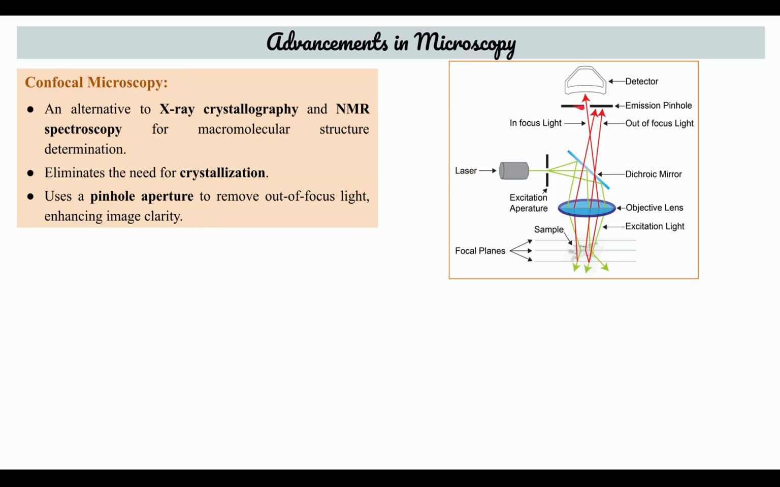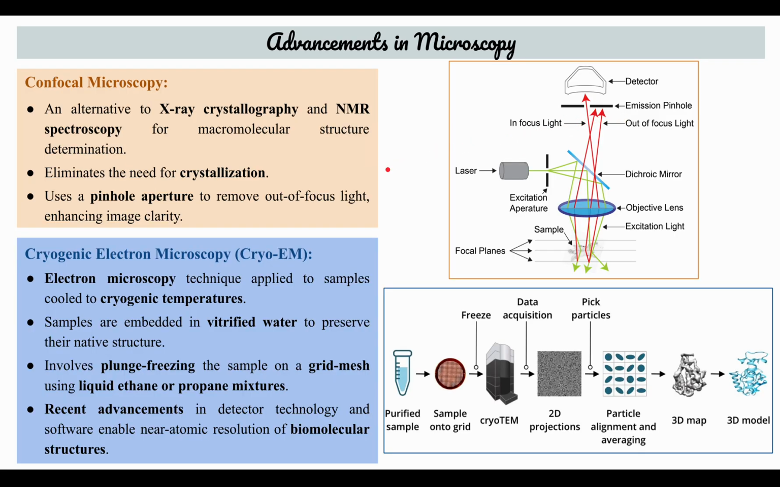As you can see, there is a pinhole which only allows the light which is in focus. In this way, it removes the out of focus light, due to which the image clarity is enhanced. So that's why we go for confocal microscopy, as it can deal with the challenge of chromatic as well as spherical aberrations. Then comes cryogenic electron microscopy, which in short is often called cryo-EM.